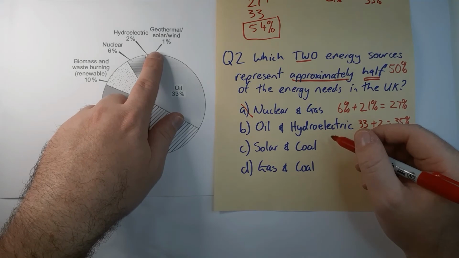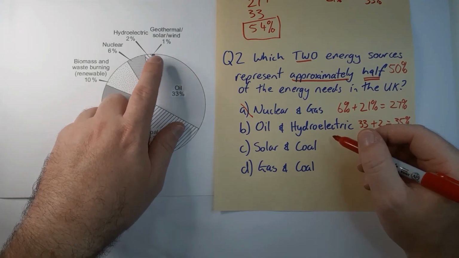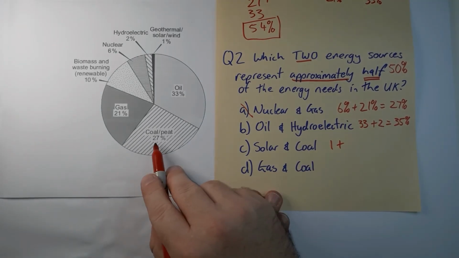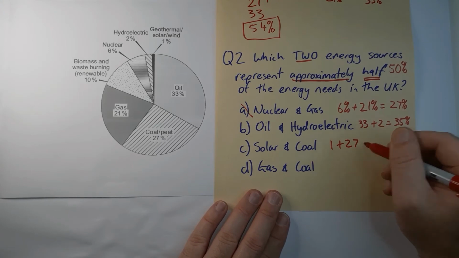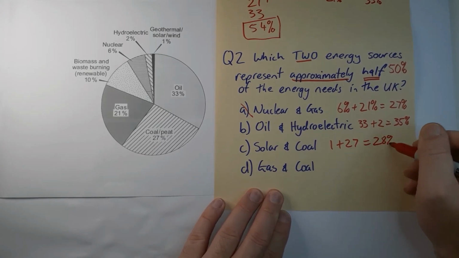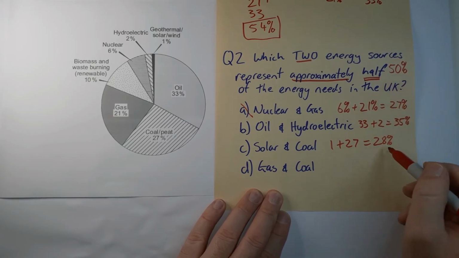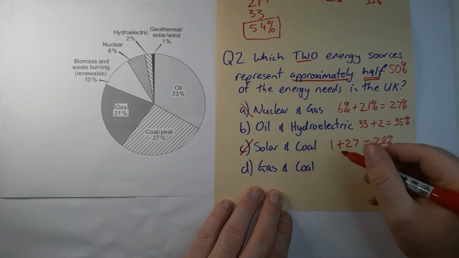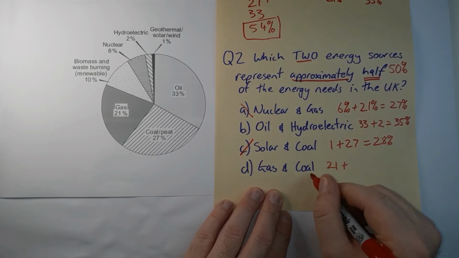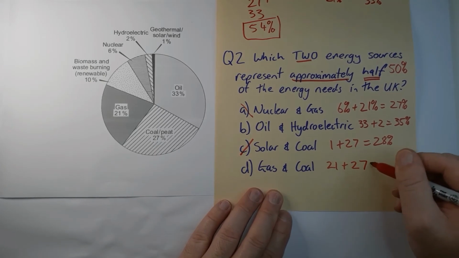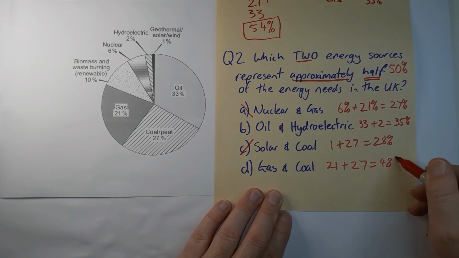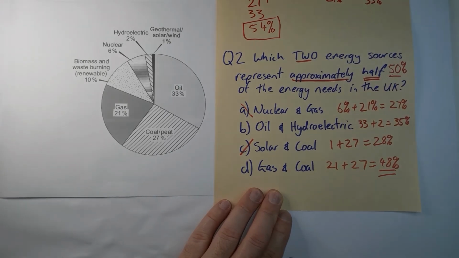Solar's in amongst geothermal and wind as well, so that's almost like an other category. So that's 1 plus coal, which is coal and peat, 27, which gives us 28 altogether. Still, option B is closer to 50%, so I'm going to rule out C as well. The last option is gas, 21, plus coal, 27. And that gives me, if I do a quick calculation, 8 plus 2 and 2 is 4, 48%. That is very close to that 50% or half that we were looking for.